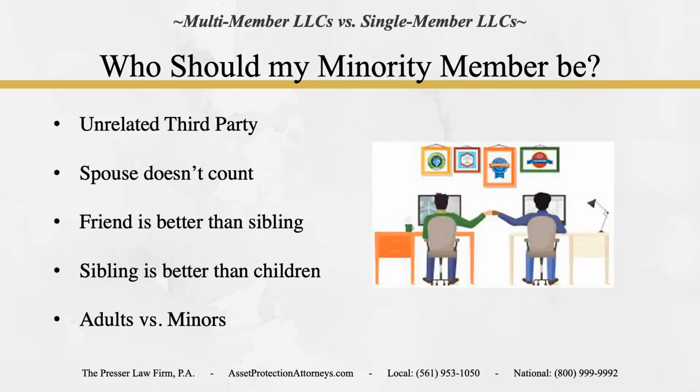Children are a possibility, but if you can get more remote, a sibling is better than a child, a friend is better than a sibling. If you're going to add your children, it does make a difference whether they are adults or minors. So that's certainly something that you want to consider.